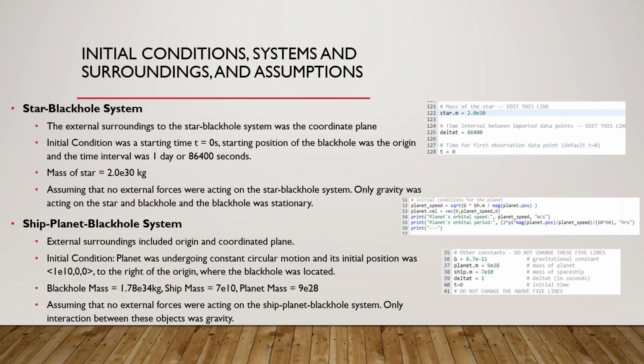In the ship planet black hole system in part 2, the black hole was again located at the origin, but the planet was located 1e10 to the right of the origin. And then we also assumed there were no external forces on the ship planet black hole system, and the only thing acting between them was gravity.